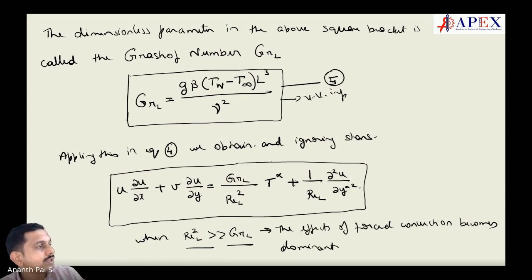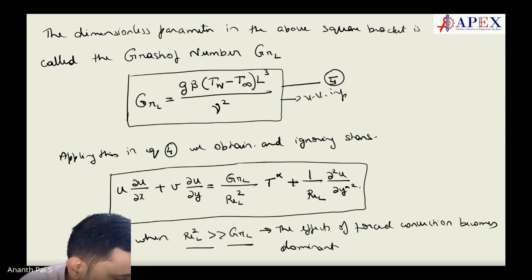When do you consider it as a forced convection or as a free convection? We consider free convection when GR_L is much greater than RE_L square. But when RE_L square becomes higher than GR_L, then it is forced convection. When RE_L square is comparable to GR_L, we call it mixed convection. I'll repeat again: RE_L square almost equal to GR_L is called mixed convection.